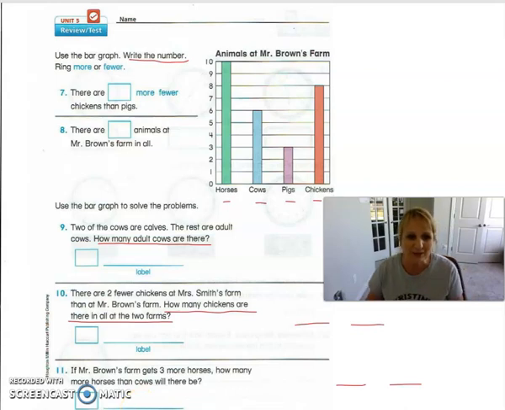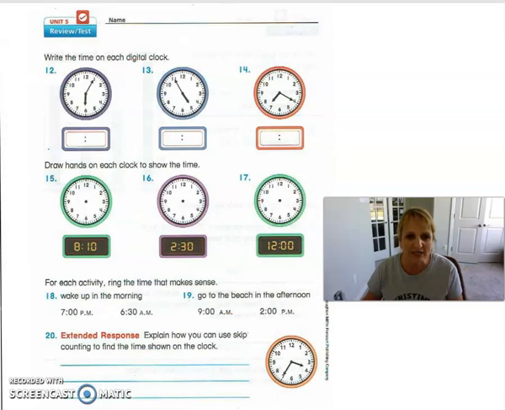Okay, boys and girls, welcome back. Our last page is clocks. Okay, you're going to look at the analog clock on 12, 13, and 14, and you are going to write the time in digital form. Remember that the hour is going to be the hour that the hour hand is on or has just passed. So be really careful with that, okay?